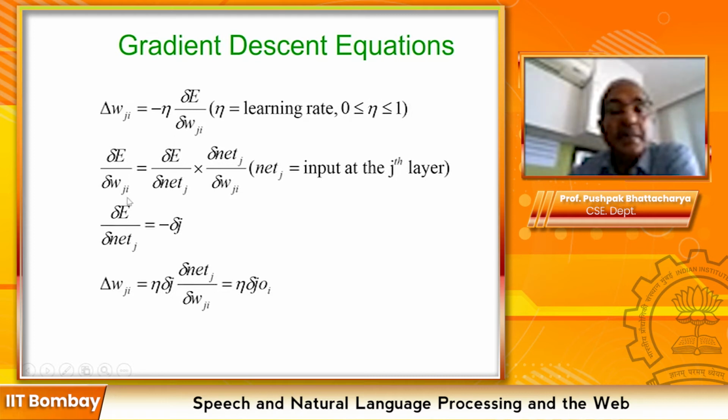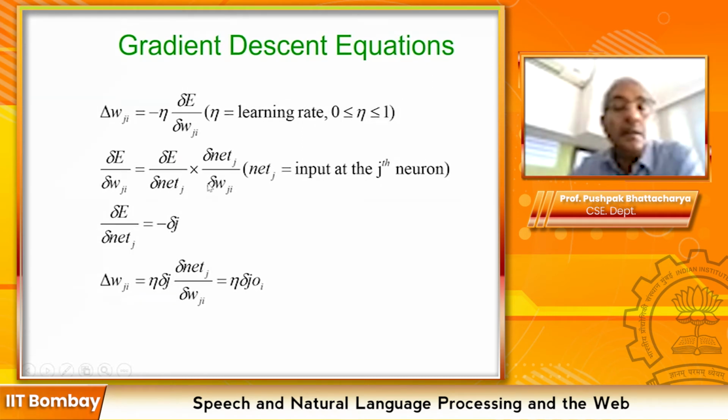So now delta E delta wji is broken as delta E delta net j into delta net j delta wji, where net j is the input at the jth neuron, not layer, jth neuron. The ith neuron and the jth neuron are connected by wji. What is net j? Net j is the net input at the jth neuron.